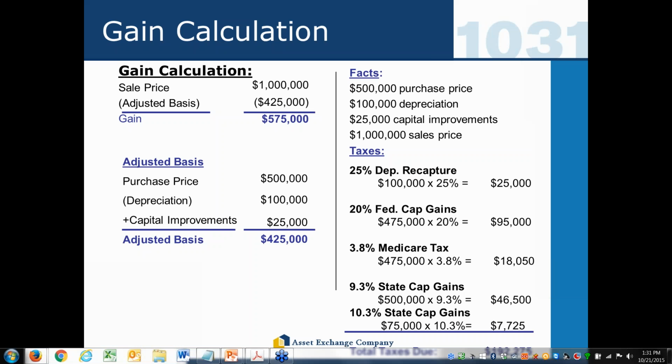I'm going to pause here and let you guys digest the fact that we just sold a $1 million property and we're paying almost $200,000 in taxes to the government. That is what we call a bummer. I am not happy writing a check to the government for $192,000. I assume neither of you would be as well, so I'm going to give you some good news.